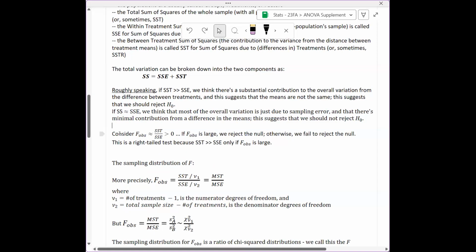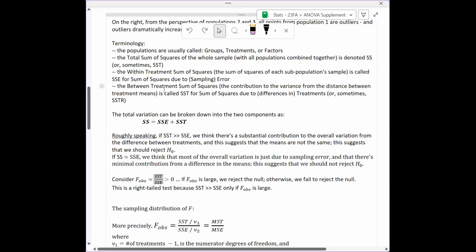So let's consider a sample statistic. We call this one F observed. Sometimes we had a Z observed for a Z distribution or a T observed for a T distribution. Well, we construct a sample statistic that's SST over SSE. That's the sum of the squares between treatments over the sum of the squares due to sampling error.